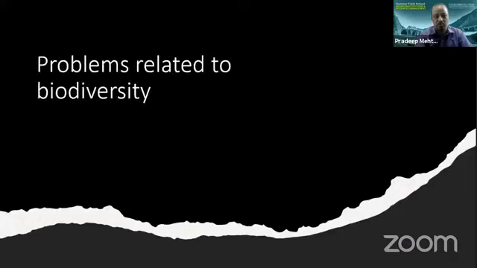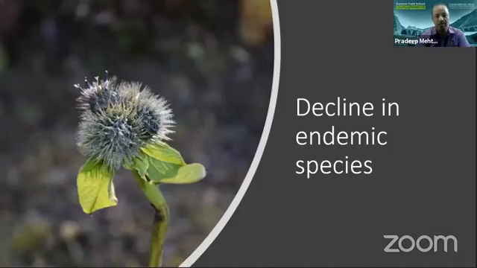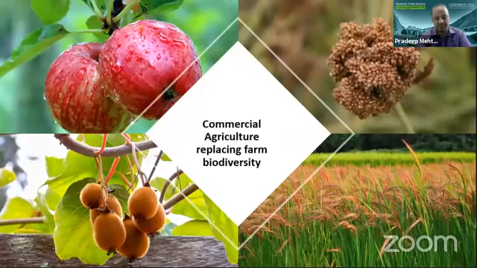So, coming to problems related to biodiversity now. There is a decline in the endemic species of the mountains. We can see that due to climate change, the species are moving upwards, but at the same time, there is a decline of endemic species. It may be due to overexploitation as well, but the change in the vegetation is also leading to a decline in endemic species.